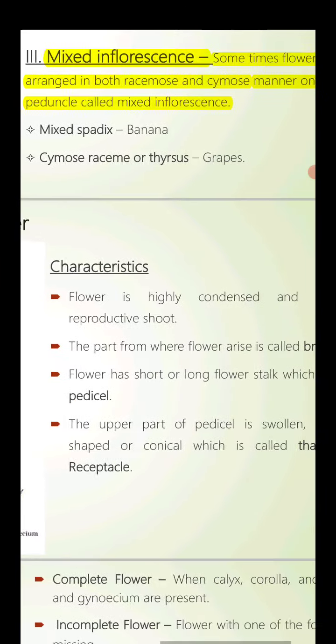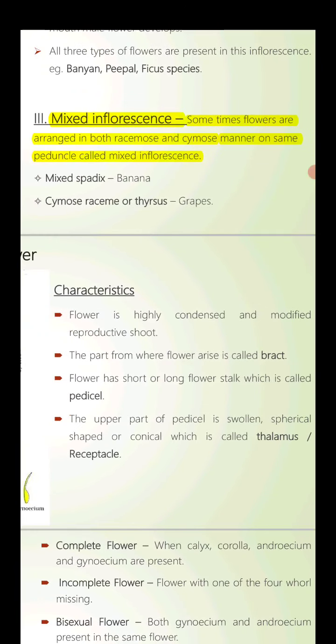So what are the characteristics? The flower is a highly condensed and modified reproductive shoot. The part from where the flower arises is called the bract. The flower has a short or long flower stalk, which is called the pedicel.